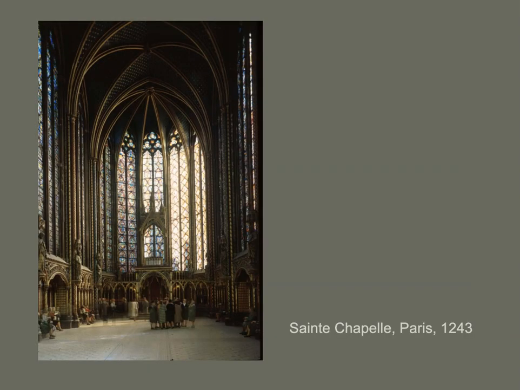Sainte-Chapelle in Paris from 1243. Sainte-Chapelle was built by King Louis IX to house relics. You can see by looking at it, there's a very vertical space. It's filled with beautiful stained glass windows that create kind of an otherworldly effect when the light shines through, and you can see the colors kind of playing on the floor here. It's an intimate space, so it's a smaller cathedral, and it was built really for only the king and his court.